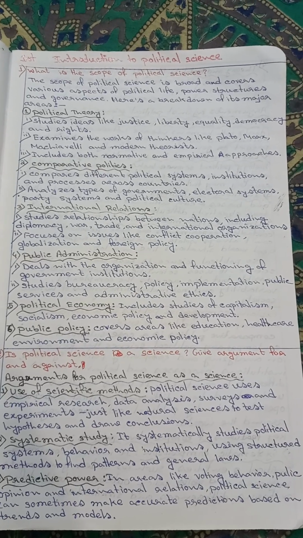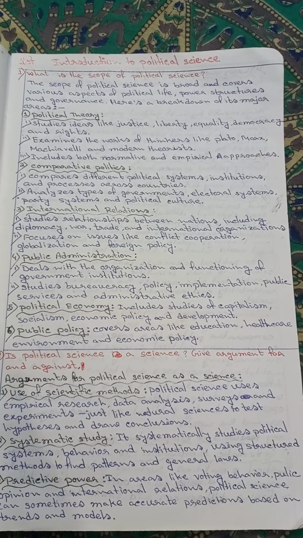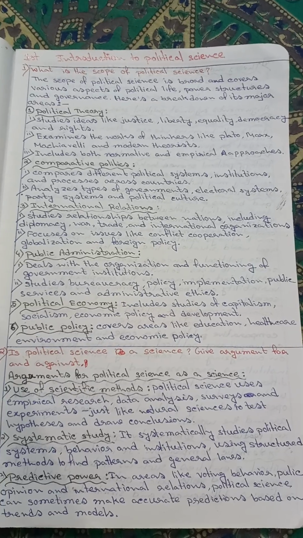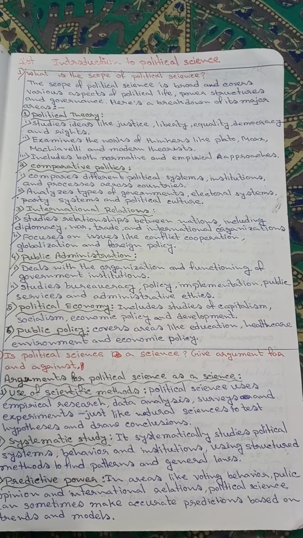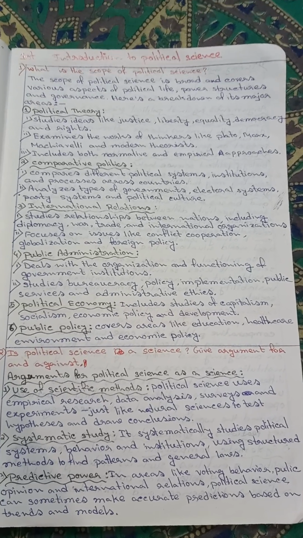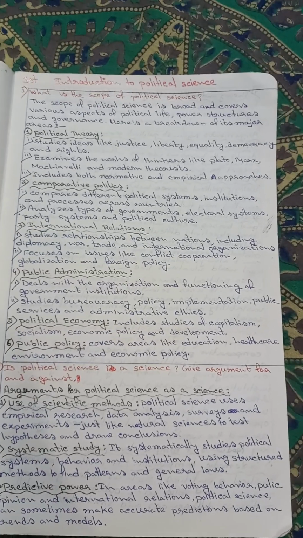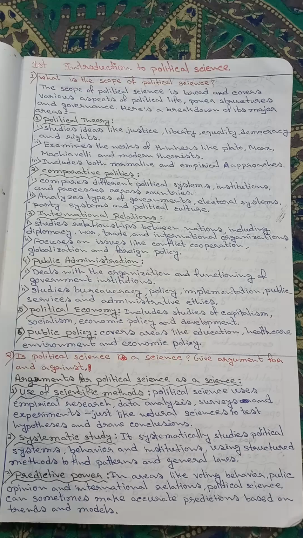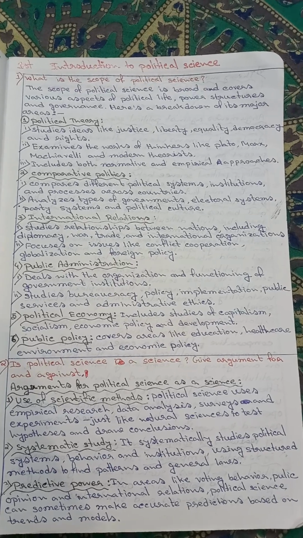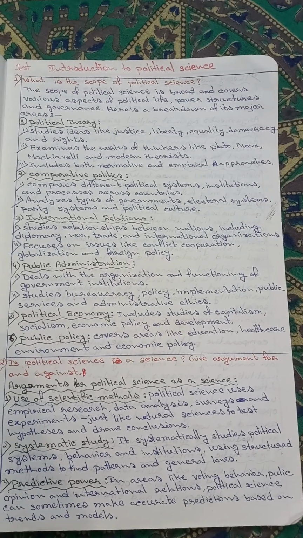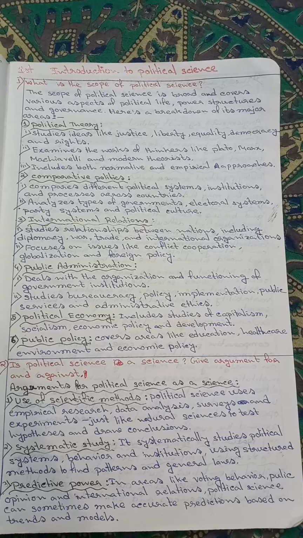Political science uses empirical research, data analysis, surveys, and experiments, just like natural sciences, to test hypotheses and draw conclusions. Second, systematic study. It systematically studies political systems, behavior, and institutions using structured methods to find patterns and general laws.